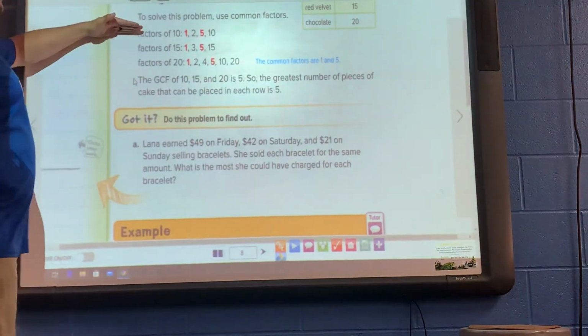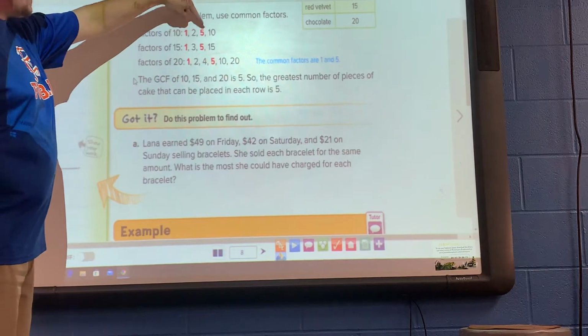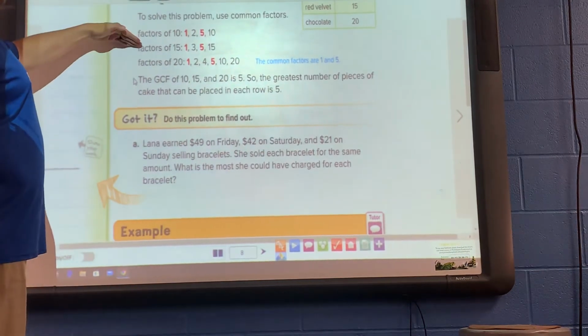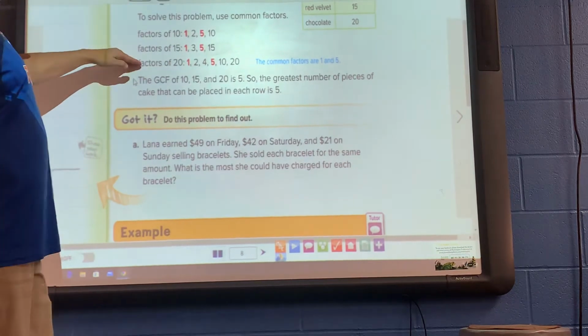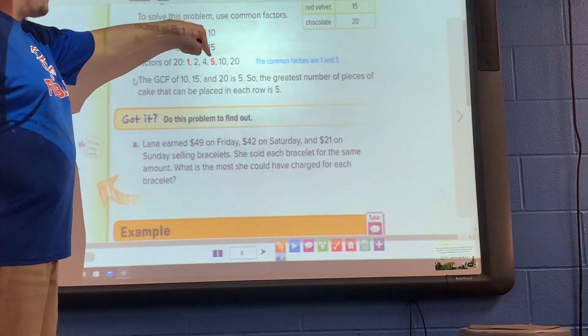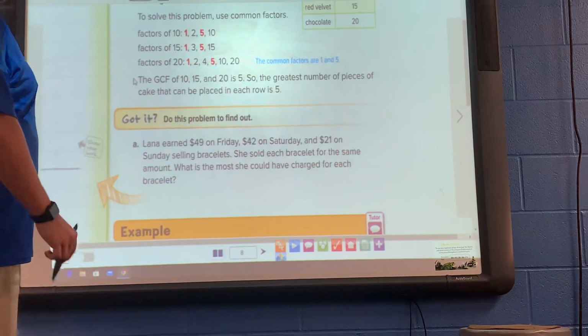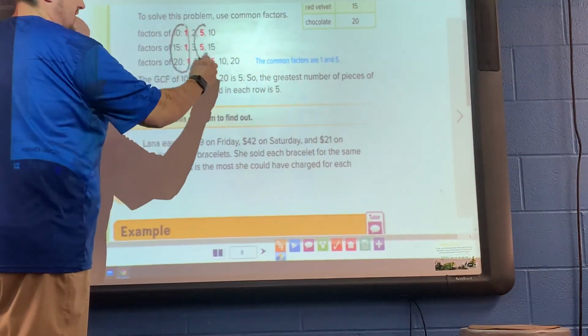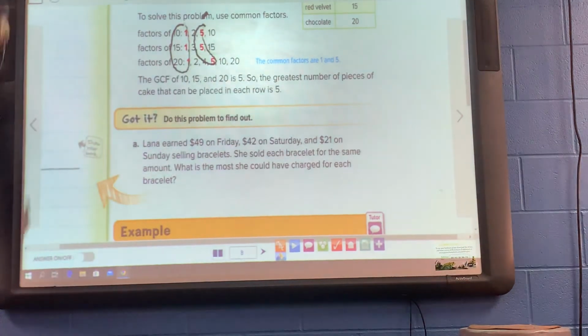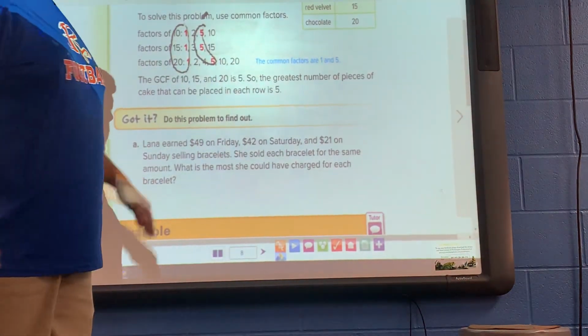So they did the factors of 10: 1, 2, 5, 10. Factors of 15: 1, 3, 5, 15. Factors of 20: 1, 2, 4, 5, 10, 20. Okay, so if you look, they share 1 and they share 5. Okay, so the GCF, the greatest common factor, is 5.